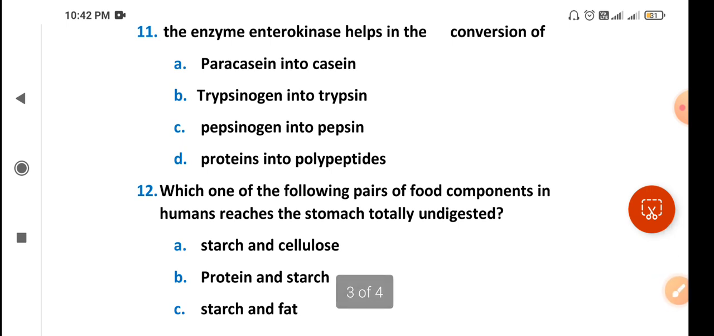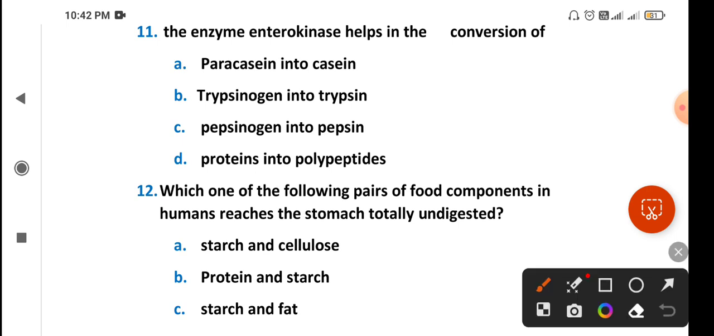The enzyme enterokinase helps in the conversion of, we know it helps in the conversion of trypsinogen into trypsin. It activates the trypsinogen enzyme, and the trypsin in turn will activate all other inactive enzymes of the pancreatic juice. Okay, so the correct option will be B, that is it converts trypsinogen into trypsin.